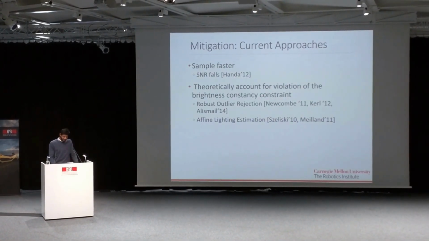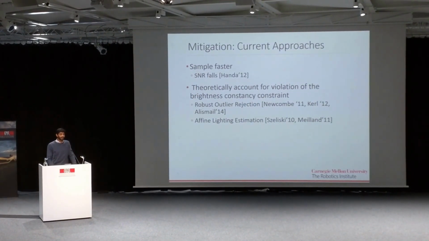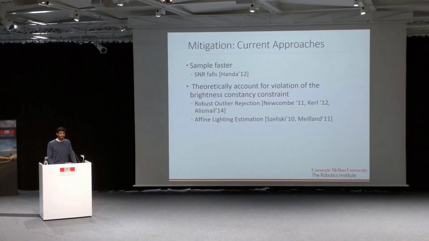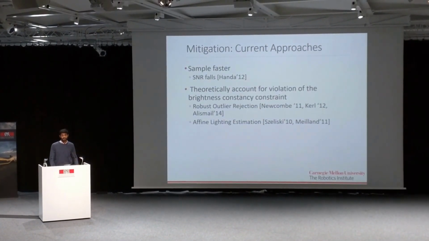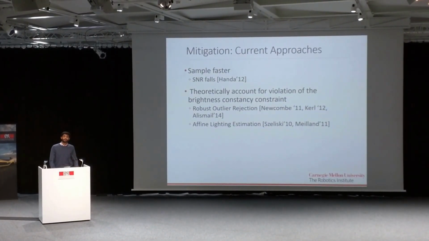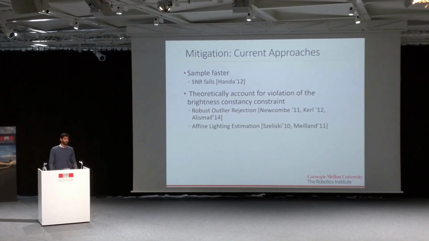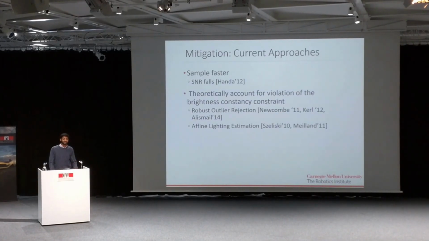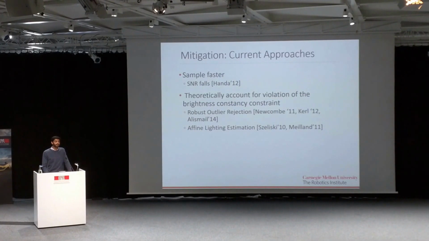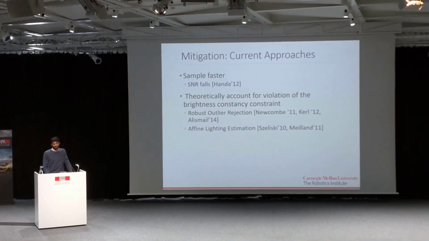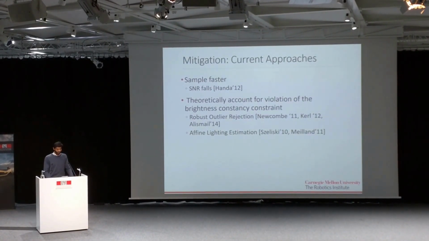State-of-the-art methods try to mitigate these issues by either tracking really fast, but as Handa mentioned in his paper, you start hitting signal-to-noise ratio issues as you keep sampling faster and faster. The other approach people have used in the past is robust outlier detection using a weighted term in the iterative least squares in the previous equation, or parameterizing the illumination by using an affine illumination model. But neither of these techniques really solves the problem at hand.